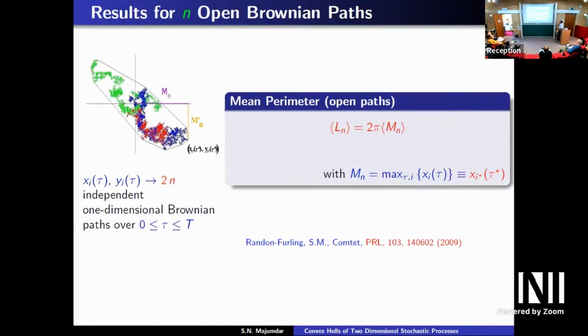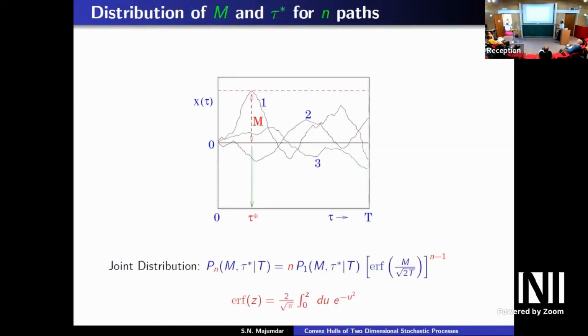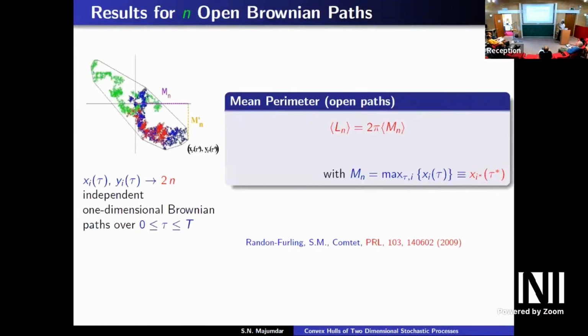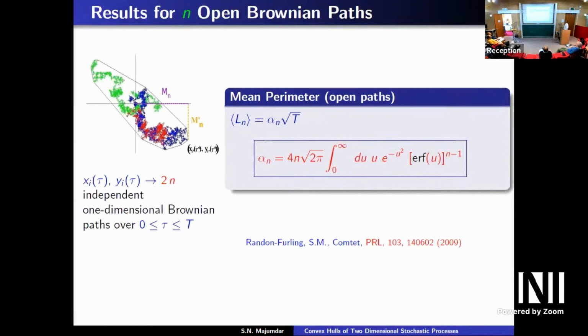So I just have to calculate this object. You know the joint distribution. From this, you just calculate the expectation value of m and m squared and so on. Okay, so now I'll just show you this as a result. So what you get is the expected perimeter actually goes like alpha n times root t, where I set the diffusion constant to be half. As I said, the square root of t is not very important here.